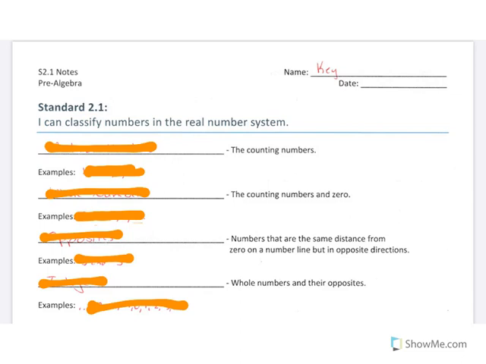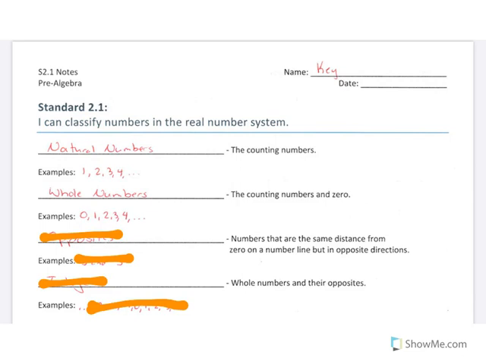Our counting numbers. The term we're going to use when we talk about the numbers that we count with is natural numbers. Those are going to start at 1 and go up. If we take those natural numbers and we add 0, that becomes whole numbers. So that's the counting numbers plus 0.